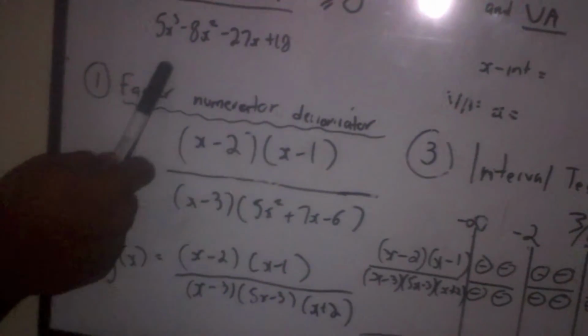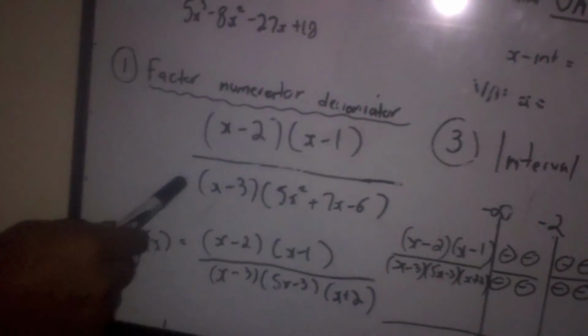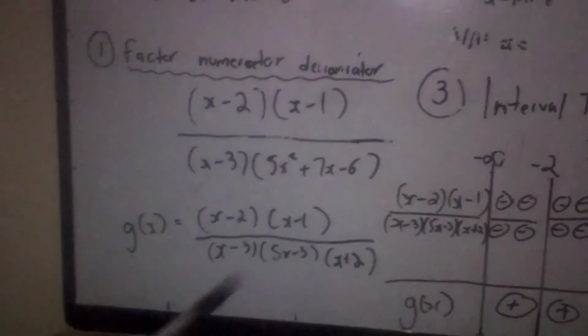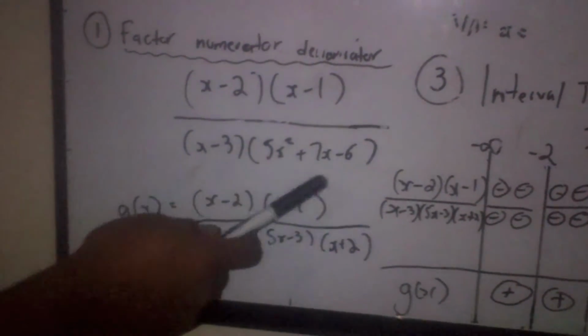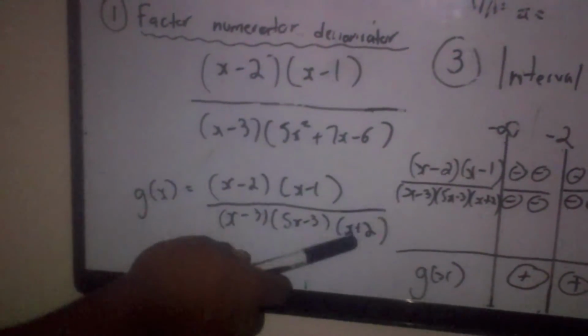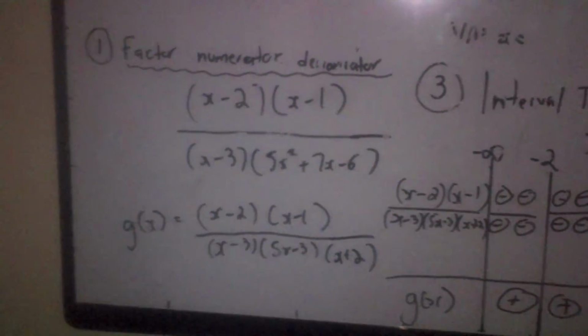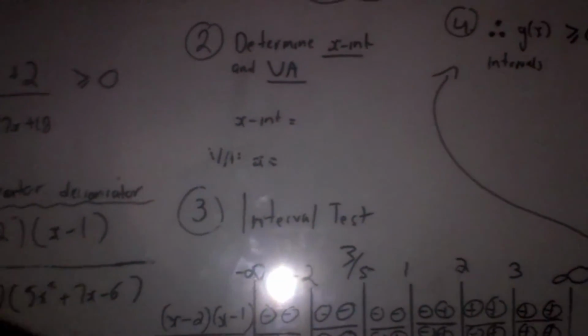Now, with the denominator, since it is a cubic, I used the factor root theorem to determine one root, which was x minus 3. From there, I just factored the quadratic, and the final factored equation that I got was (x minus 2)(x minus 1) over (x minus 3)(5x minus 3)(x plus 2). Now, since I have the vertical asymptotes and the x-intercepts, I was able to substitute them into the interval test. I labeled all the points, and I've already done all the work.